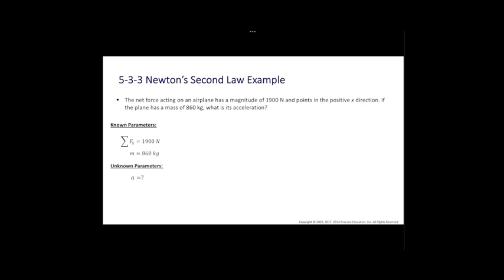We are asked to find the acceleration. So it is sigma Fx equal to m times ax. Now we are asked to find the acceleration, which is ax. ax should be equal to sigma Fx over m. Now we can substitute the values. Fx is 1900 newtons, mass is 860 kilograms. Both the units are SI units, therefore acceleration is 2.2 meters per second squared.